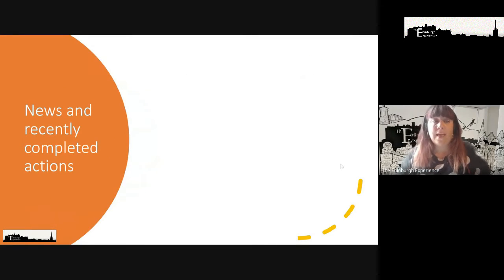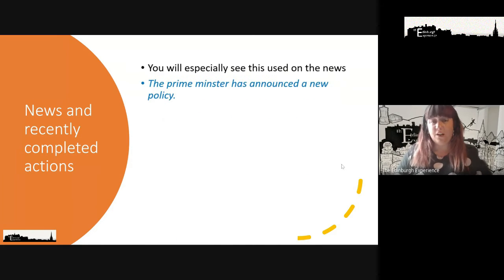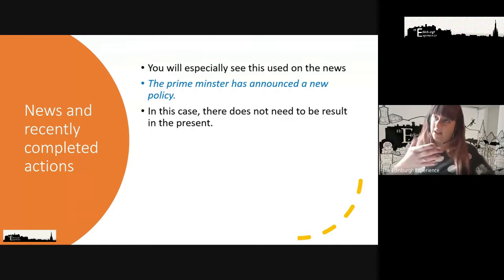Now, another way that the present perfect is used very often is when people are giving news, like on the TV or on the radio, or for actions which are very recently completed. So if you watch the news, the main news bulletin, 6 o'clock, you'll very often hear, for example, the Prime Minister has announced a new policy. So in this case, it's not like what we saw before, where we're focusing on our result. Here, it's not that the result has to be in the present.